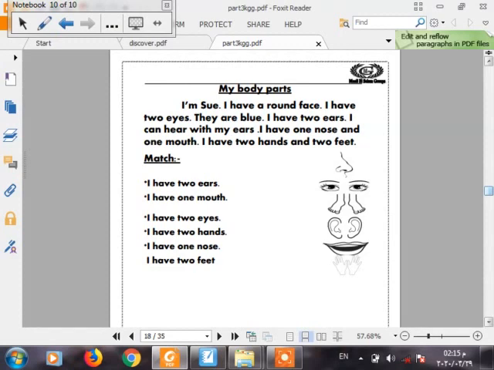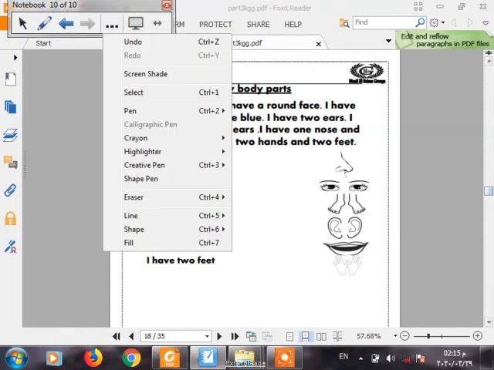I have a round face. I have two eyes. They are blue. I have two ears. I can hear with my ears. I have one nose and one mouth. I have two hands and two feet. Now, let's make a line under these words, or under the important words. Make a line with me.